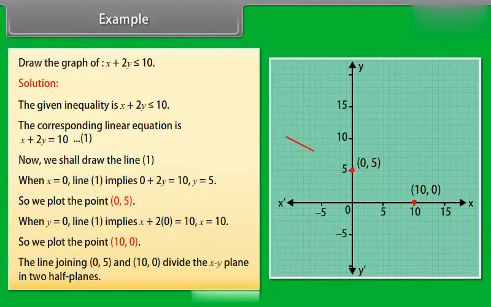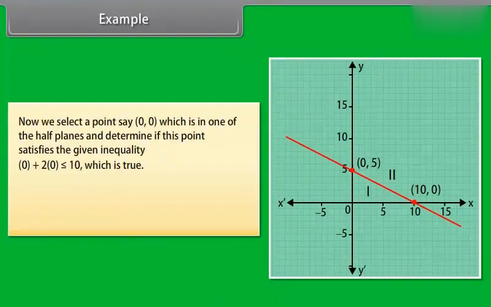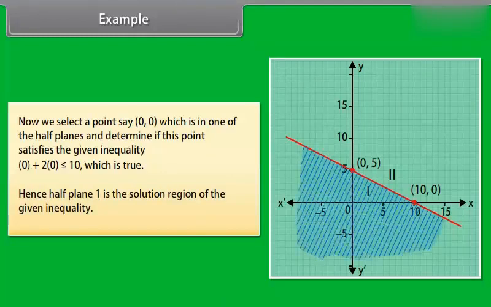The line joining (0, 5) and (10, 0) divides the xy plane into two half planes. Now we select a point, say (0, 0), which lies in one of the half planes, and determine if this point satisfies the given inequality. 0 plus 2 into 0 less than or equal to 10, which is true. Hence, half plane 1 is the solution region of the given inequality.